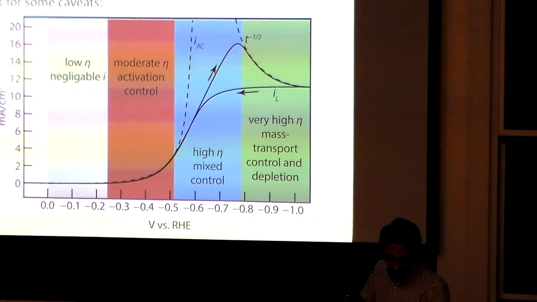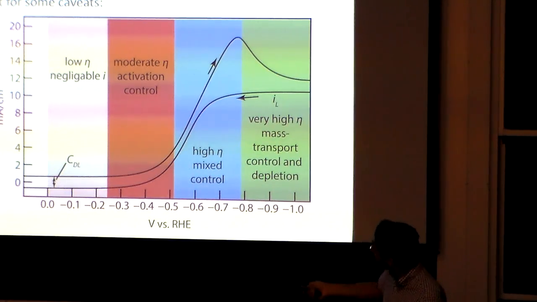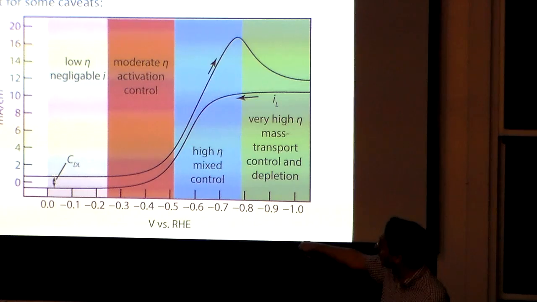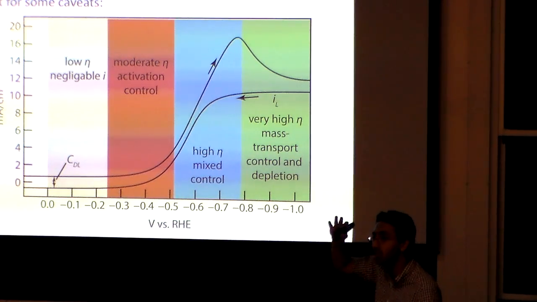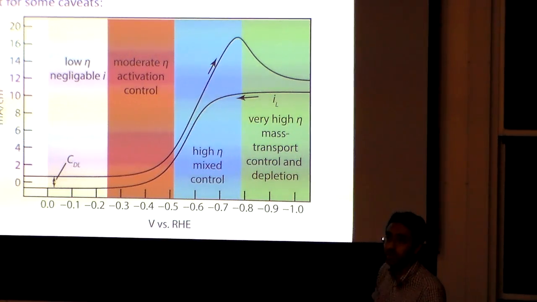Okay, so I talked about this, and then of course there are other components to the current, which are double layer capacitance. This is why we typically collect kinetic data, though not in all cases, at steady state, so that the charging of the electrode is essentially finished by the time we measure the kinetic rate of the reaction.